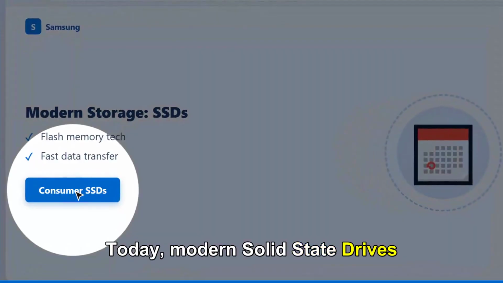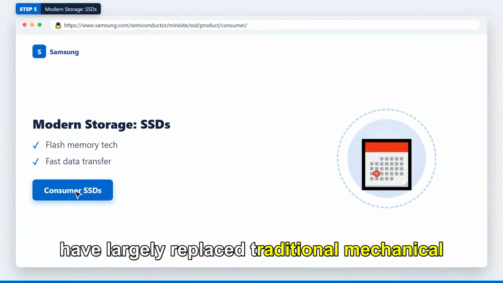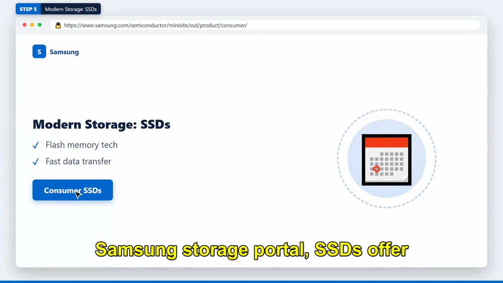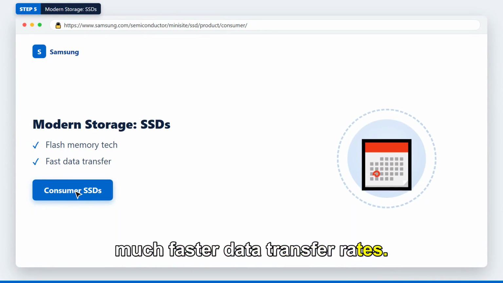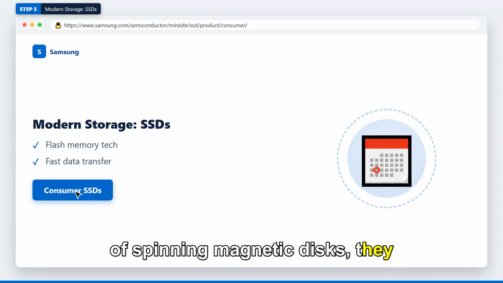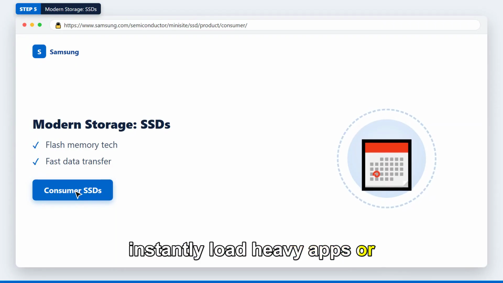Today, modern solid-state drives have largely replaced traditional mechanical hard disks. Available on platforms like the Samsung Storage Portal, SSDs offer much faster data transfer rates. By using flash memory instead of spinning magnetic disks, they instantly load heavy apps or transfer massive files with ease.